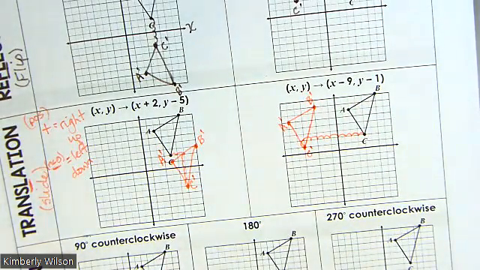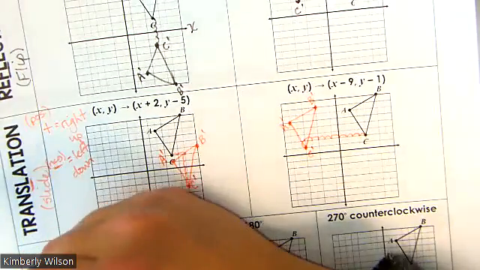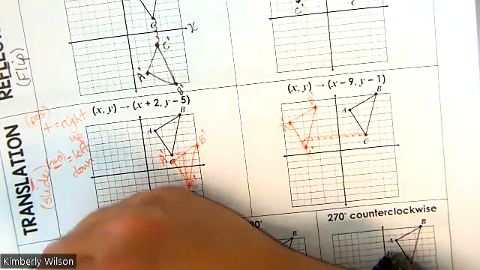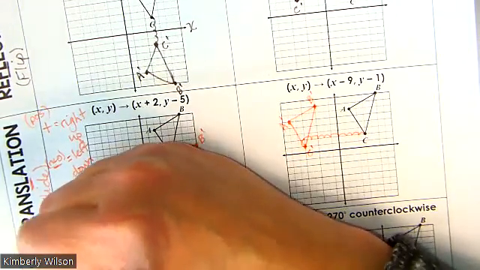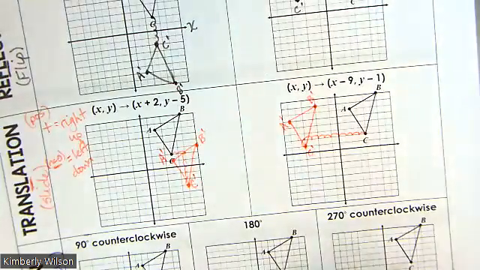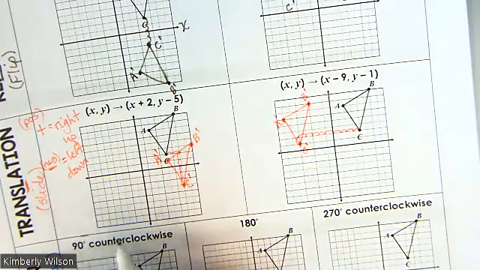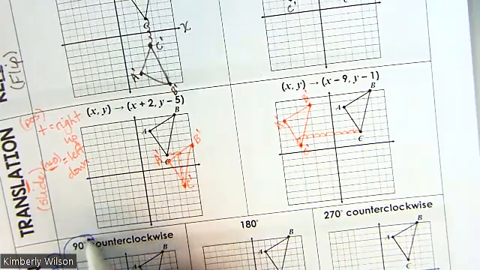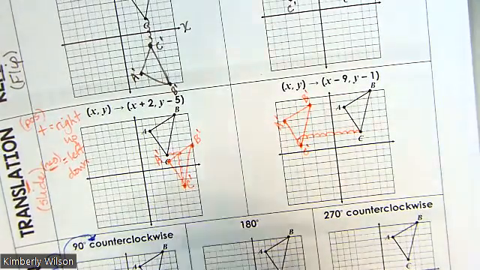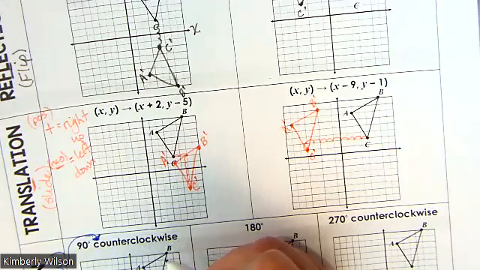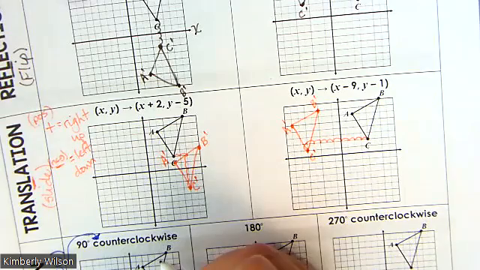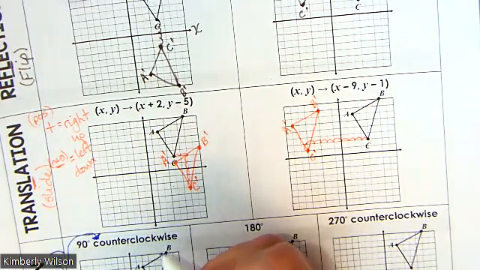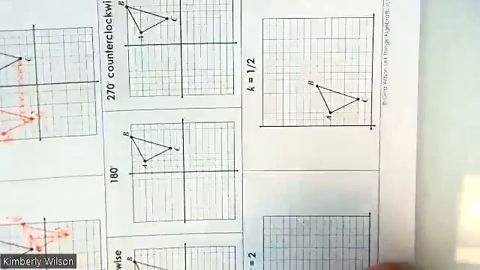And next we have rotations. Rotation is the turn. And remember, it is always counterclockwise. Okay, so for a 90-degree counterclockwise turn, that means that in a sense, I'm turning my paper 90 degrees this way.